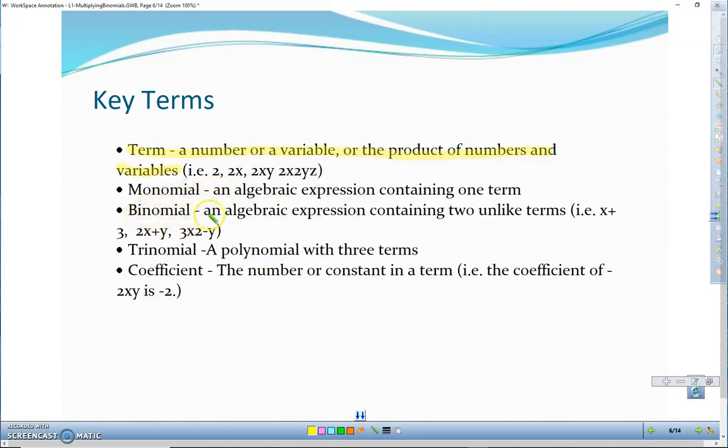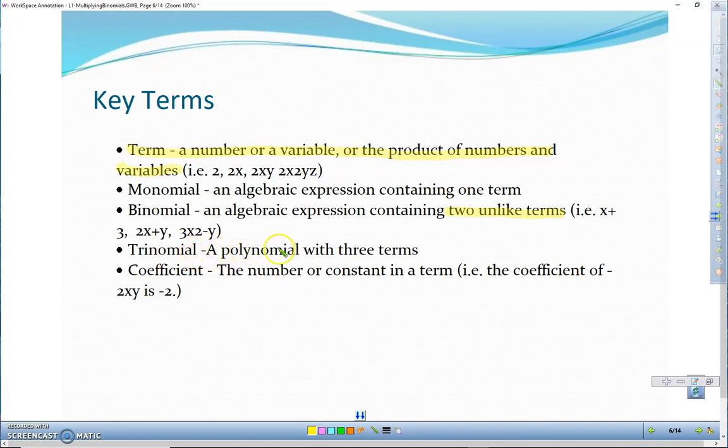A binomial, just like a bike, has 2 wheels. A binomial is an algebraic expression containing 2 unlike terms. Unlike meaning that they can't be combined. So x plus 3, 2x plus y, 2x squared minus y are considered unlike terms. If we were to consider x plus 3x, they can be combined. That would not be an example of a binomial. A trinomial would just be an algebraic expression with 3 terms.